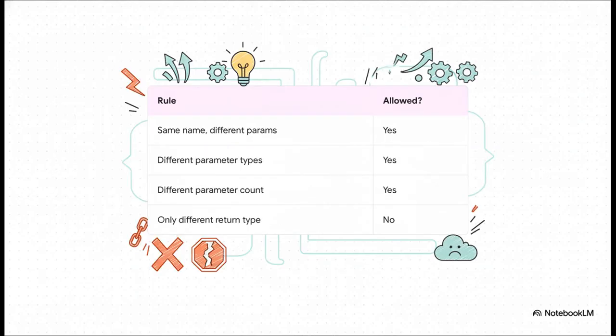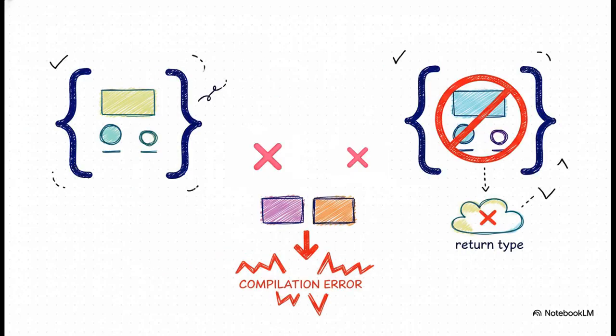So these are the official rules of the game. You can overload if you change the parameter types or if you change the number of parameters. That's a yes. But look very closely at that last row. You cannot overload a method just by changing the return type. This is the one that trips everyone up. So burn this into your brain. Okay, let me see that again because this is super important.